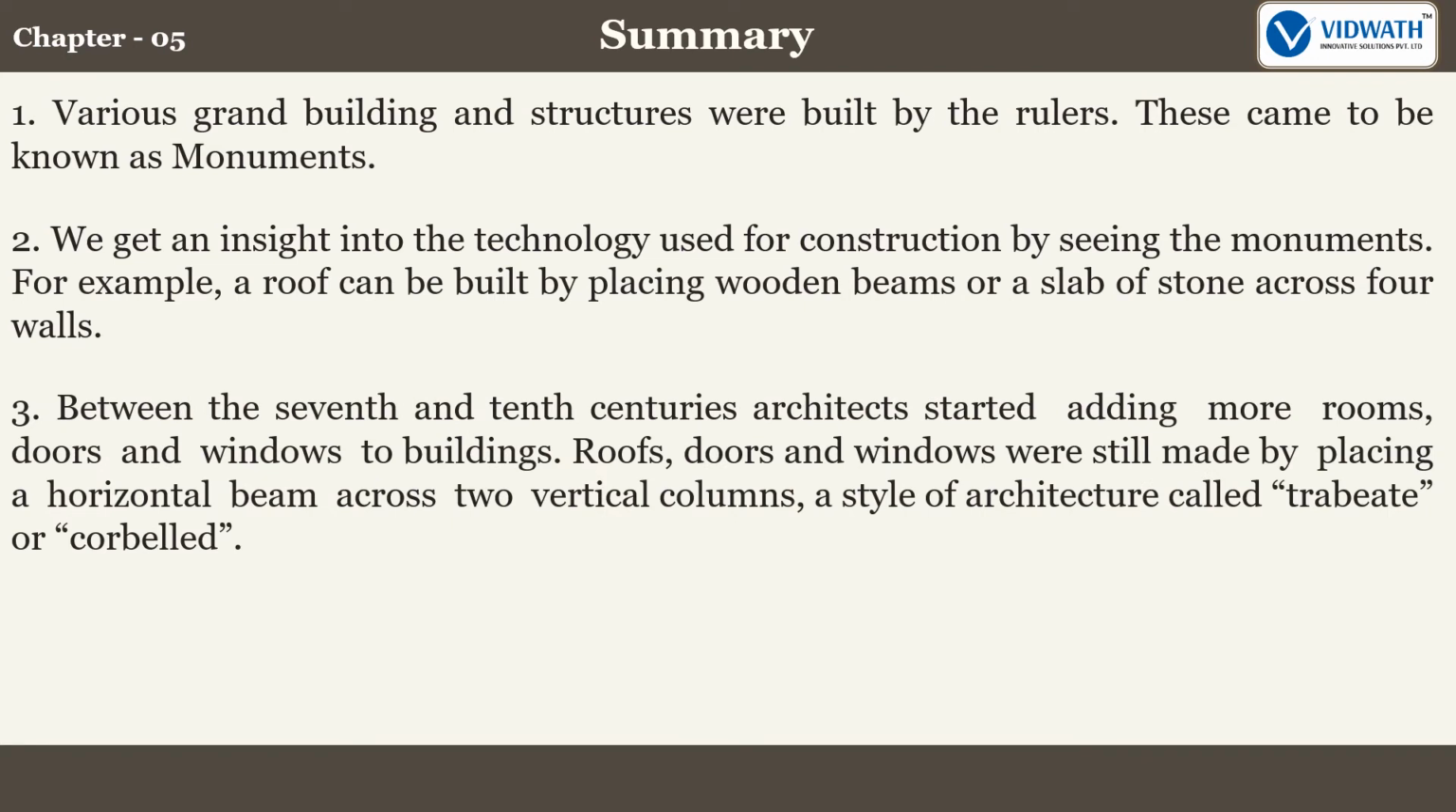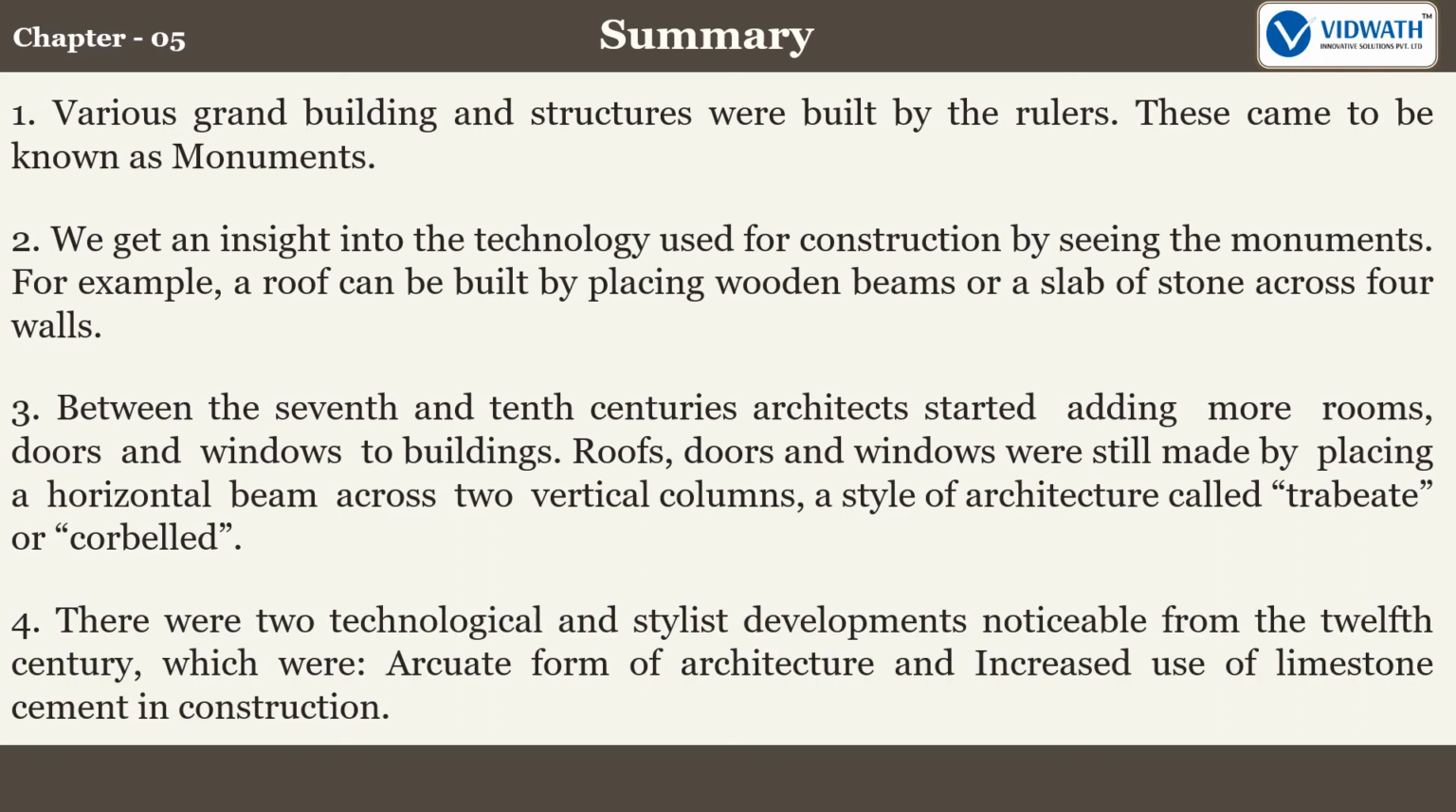Point number 3. Between the 7th and 10th centuries, architects started adding more rooms, doors and windows to buildings. Roofs, doors and windows were still made by placing a horizontal beam across two vertical columns, a style of architecture called trabeate or corbelled. Point number 4. There were two technological and stylistic developments noticeable from the 12th century, which were an arcuate form of architecture and increased use of limestone cement in construction.